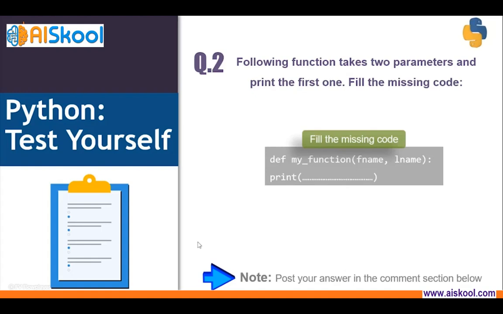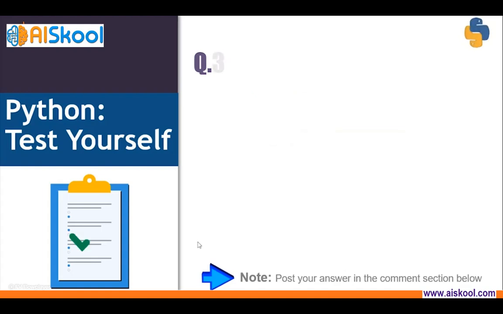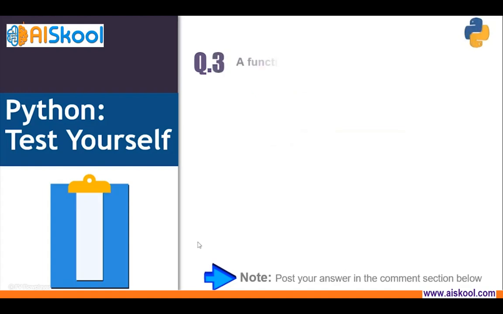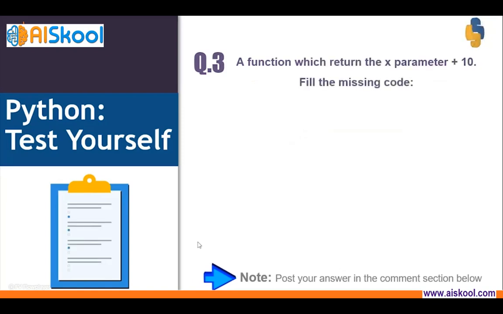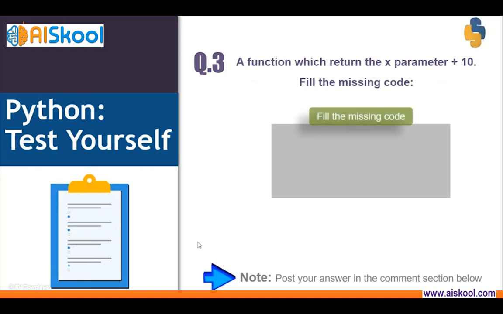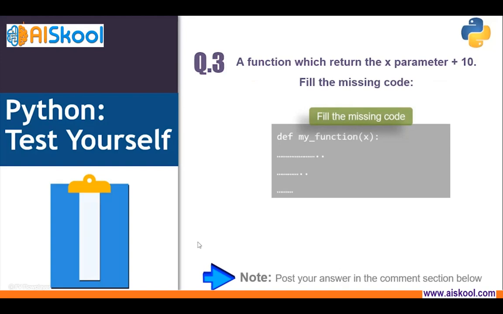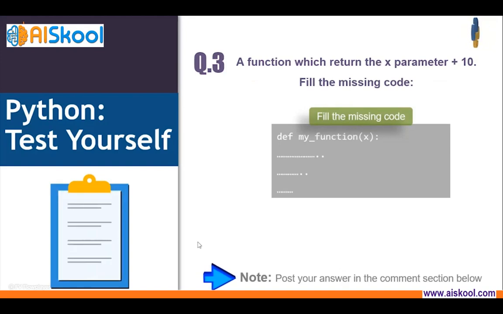Alright. The next question is a function which returns the x parameter plus 10. Fill in the missing code. Define my function with x and write the entire function for it. You have to write a function which returns the x parameter plus 10. Again, post your answer in the comment section below and we'll let you know if it is correct or not.